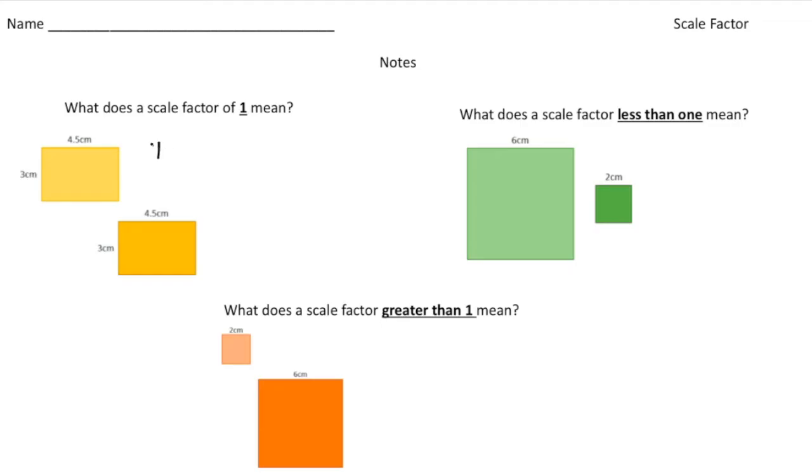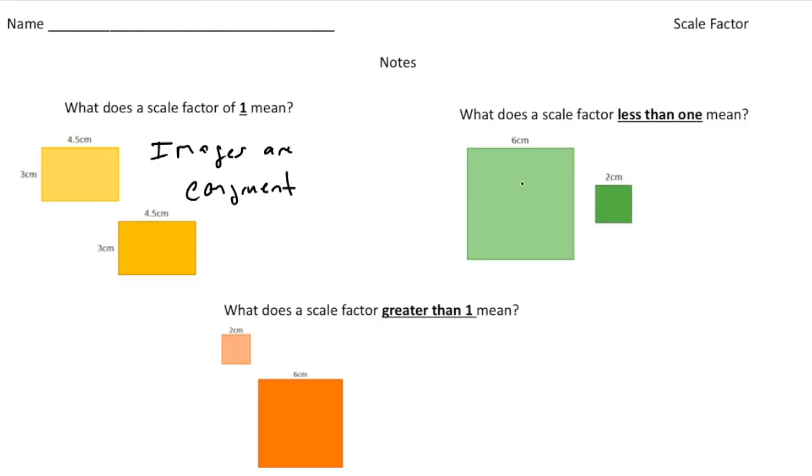So let's write that down. Images are congruent. Literally, it's just the same exact thing. But what happens when we have a scale factor that's less than 1?